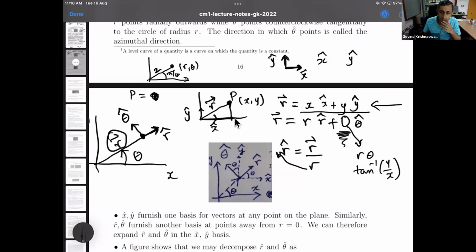You could have an r vector for any angle. Exactly, this could be anywhere. This r vector also has the same property. That r vector is r times r hat. So this is a general formula.